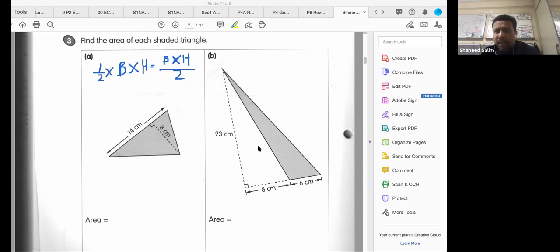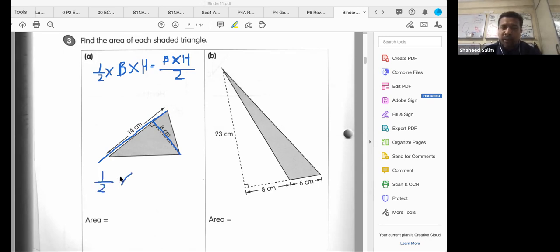So let me see. Only one person has got it correct. Raidi, we will ask you now. Raidi also, that's not correct. So this is the base, correct? Right? This is the base. This is the height. Remember, they must meet at 90 degrees. So you can take half times base times height. You can write like that.